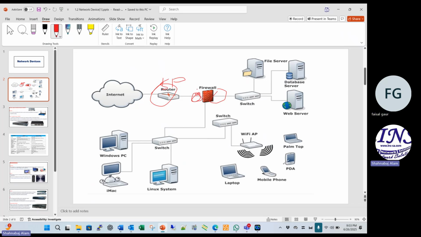And this is the outbound network, the outside. And this is the inbound network, the inside network. And this is our firewall. Why are we using the firewall? What is its purpose in the network environment? It protects the network and blocks all unauthorized access.